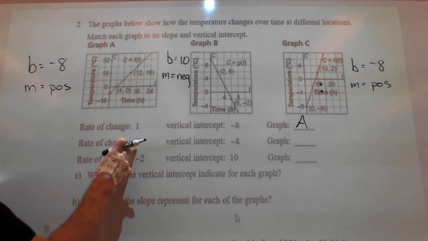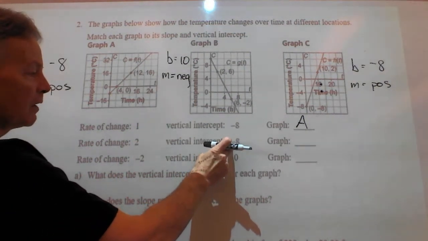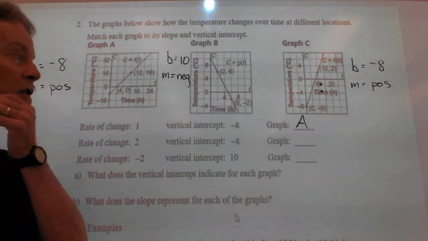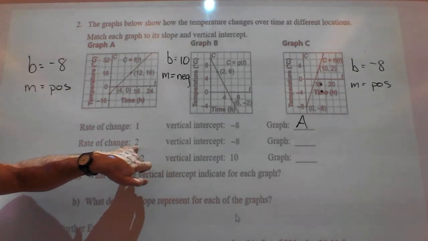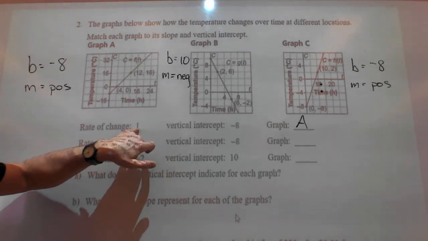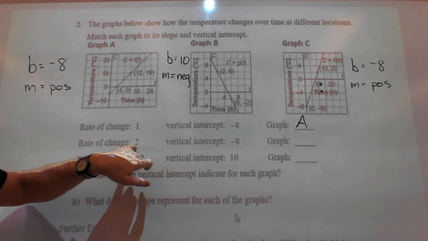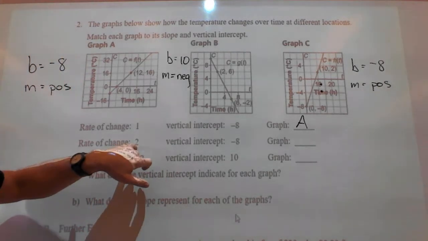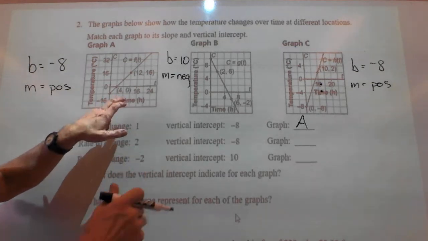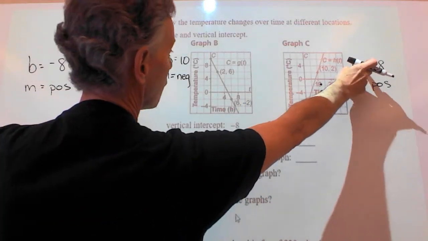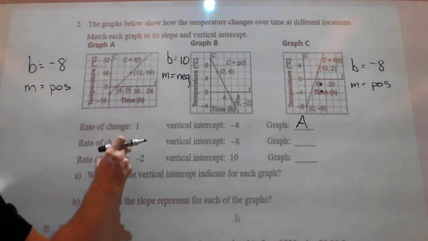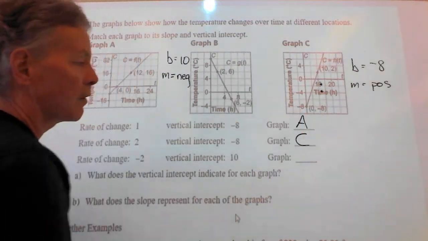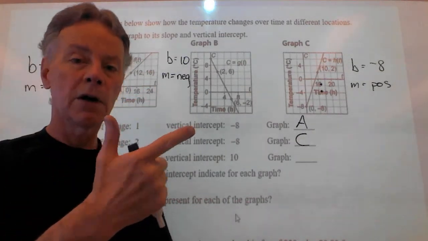This one, also a positive slope, vertical intercept of -8. Now, all of a sudden you say to yourself, hey, wait a minute, how am I going to tell? Oh, take a look. This slope is twice as big as that slope. That means this slope will be twice as steep, okay? This slope is going to be much steeper than this slope, and if we compare the two that have a y-intercept of -8 and a positive slope, this line is much steeper than this one, therefore this is graph C. Okay? Steeper slope, bigger number.